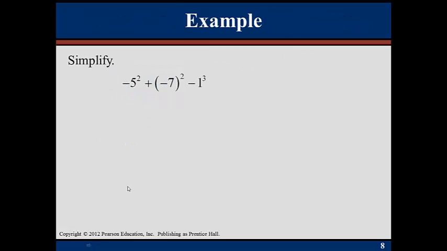Okay, let's keep going. Negative 5 squared plus negative 7 squared minus 1 to the 3rd power. So before we start, we see exponents everywhere. Let's circle the number that's being raised to the exponent. So for the first one, it says negative 5 squared, but the negative is not being squared, just the 5. However, for the second one, it says negative 7 squared. This time, the negative 7 is being squared. Remember the parentheses, no parentheses. And then the last one, who's being raised to the 3rd power? Just 1.